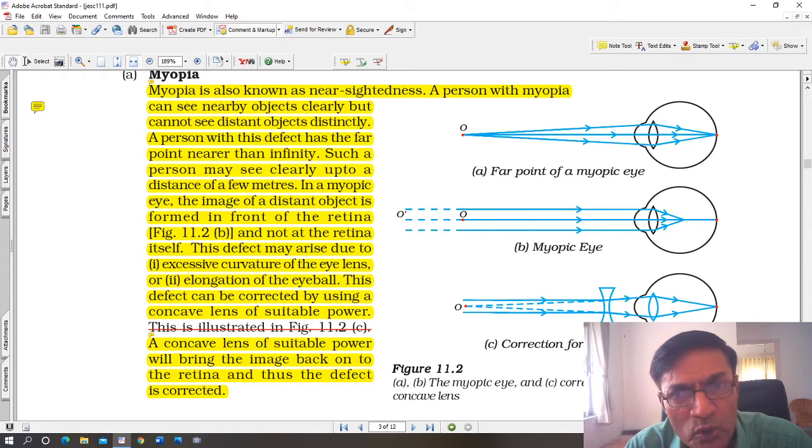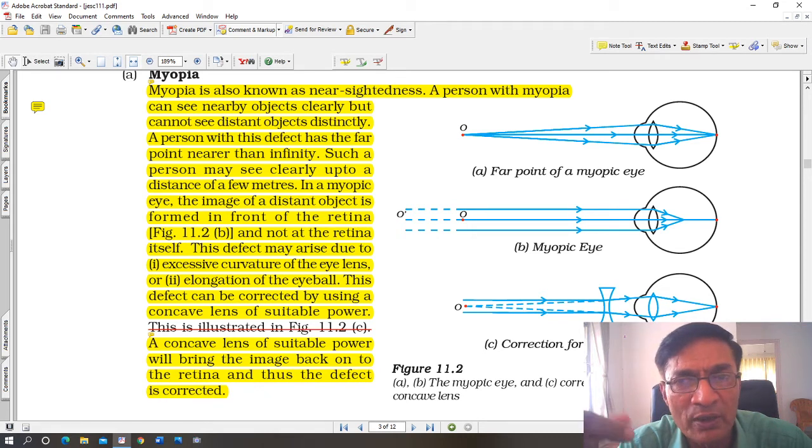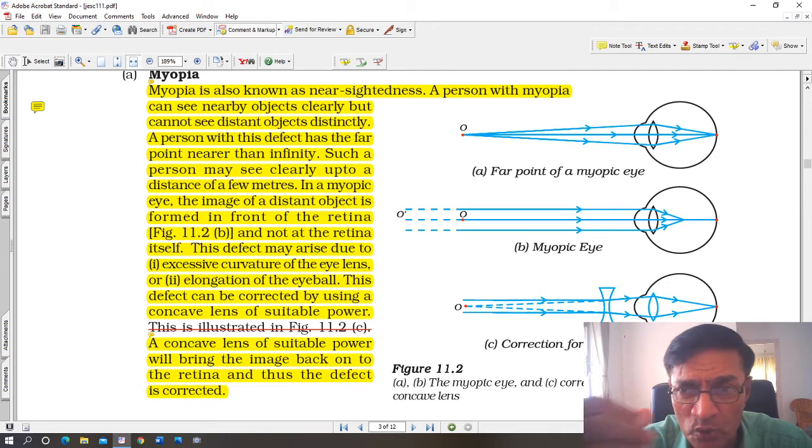Now if you use a concave lens of appropriate focal length, then the rays of light will first diverge and the convex natural lens of the eye will again converge them. So you will be able to get a sharp image on the retina and your vision will be corrected. Of course, this is by using a concave lens, a negative lens, that is a negative focal length or negative diopters, -1, -1.5 and so on.